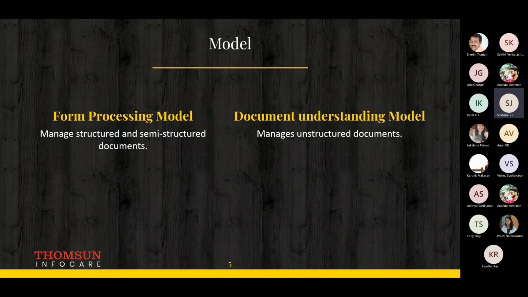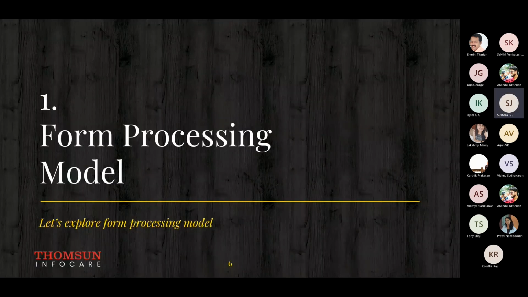The second one is the document understanding model. It manages the unstructured documents where the information is contained in blocks of text. So let's explore more about these two models and how they process the data in the coming slides. The first one is the form processing model.